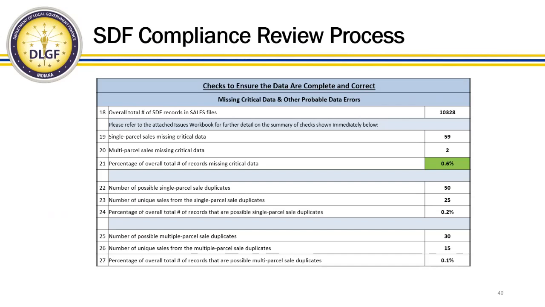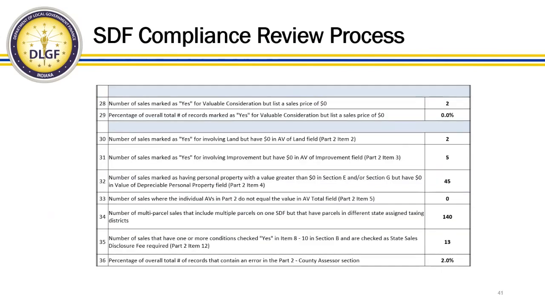And then the last 3 lines on this screenshot, lines 25 through 27, pertain to the multi-parcel sales duplicate tab. And again, they're pulling record counts from the number of records on that tab of your issues workbook. Lines 28 and 29 will correspond to the valuable consideration tab on your issues workbook. Again, those are records that are marked yes for valuable consideration, but list a sales price of $0.